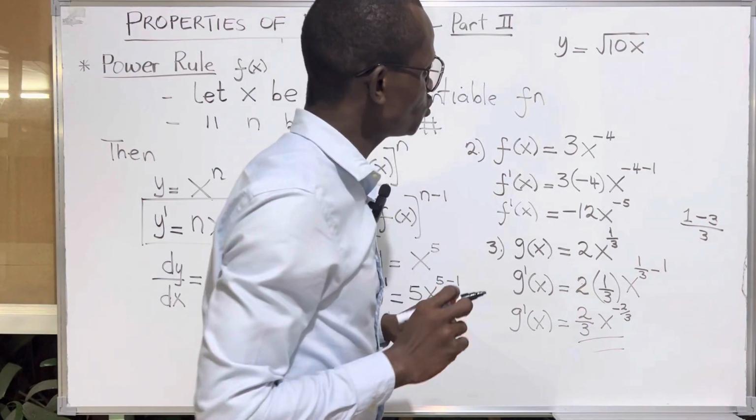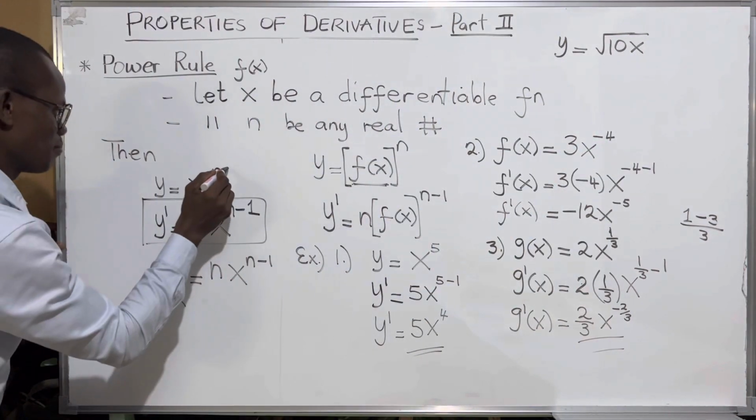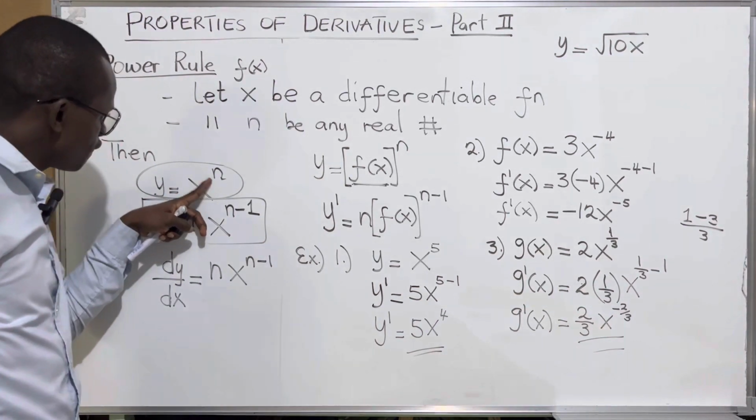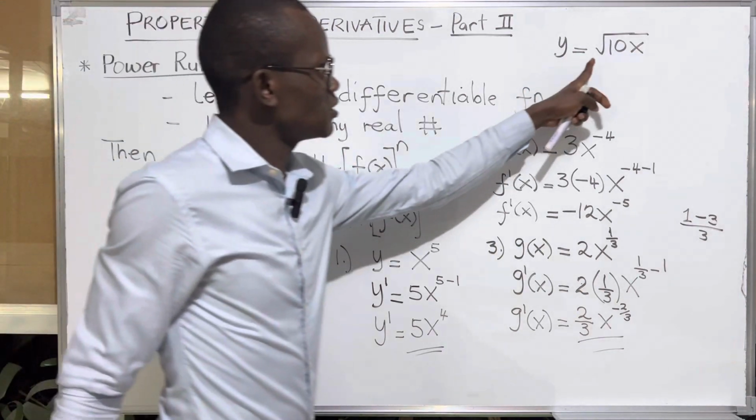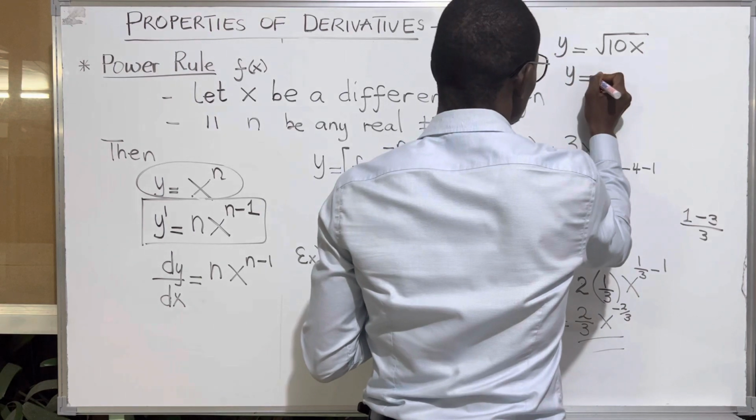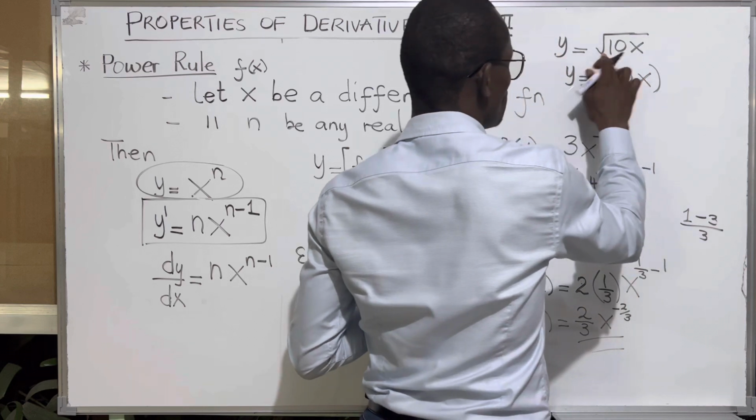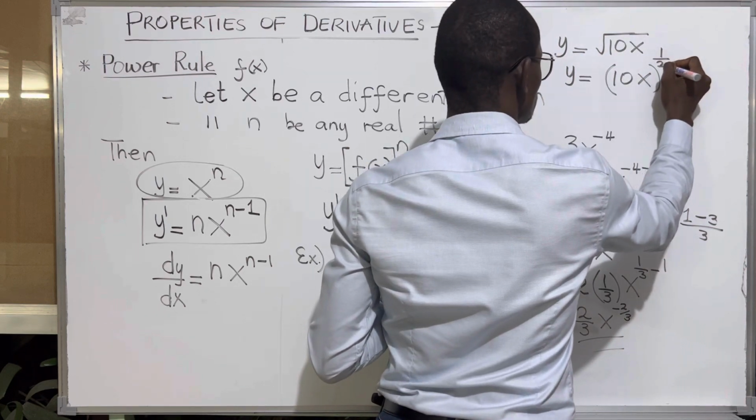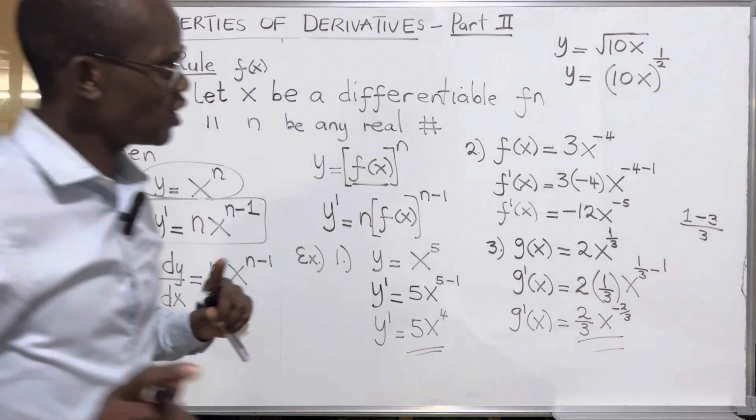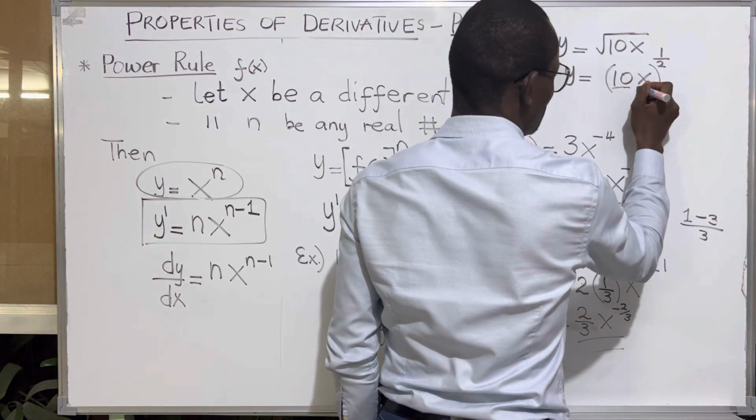So the first thing we need to do is to rewrite this in this form, because you see here a variable or a function raised to a power. So we must rewrite it in that form. We say y equals 10x raised to the power... now square root means 1 over 2. Very, very simple. But you have a number and you have a variable.